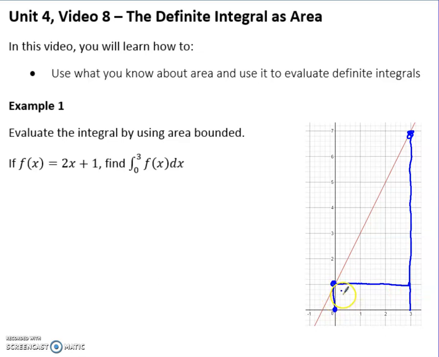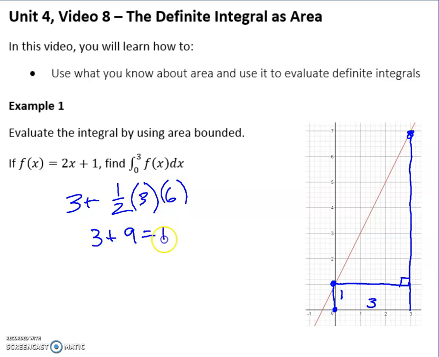So we've got this rectangle, which is a 1 by 3. And then we've got this triangle, which is, remember, 1/2 base times height. Since it's a right triangle, the base is 3. And the height is, let's see, from 1 to 7 would be a height of 6. And so I have 3 plus 9 for a total area of 12.